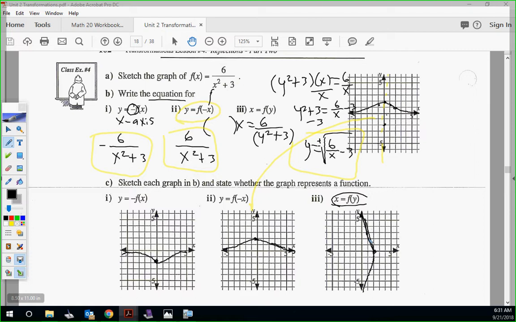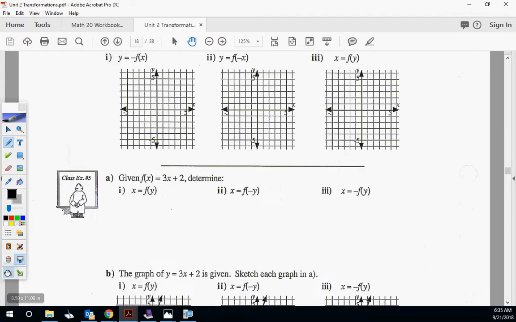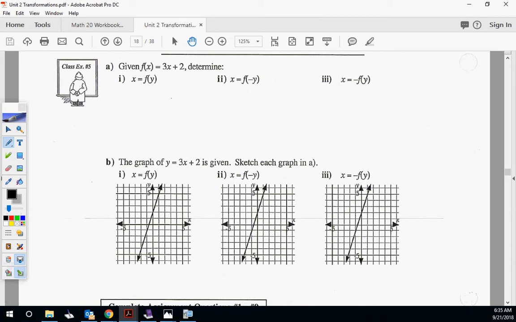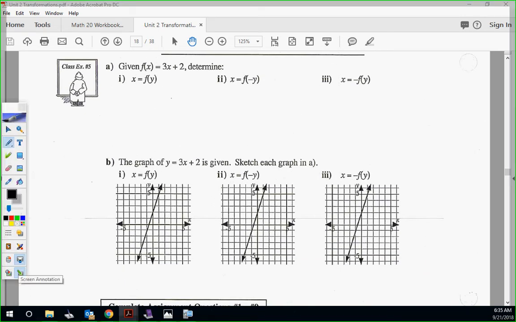Okay. One more example. Okay, so given the function is 3x plus 2, determine x equals f of y. Okay, so x equals f of y means that we're flipping to make it the inverse. So we need the inverse of 3x plus 2. So by doing the inverse of 3x plus 2, we're going to solve x equals 3y plus 2 for y. So it's x minus 2 equals 3y. So y equals x minus 2 over 3. So that's what that would end up being.